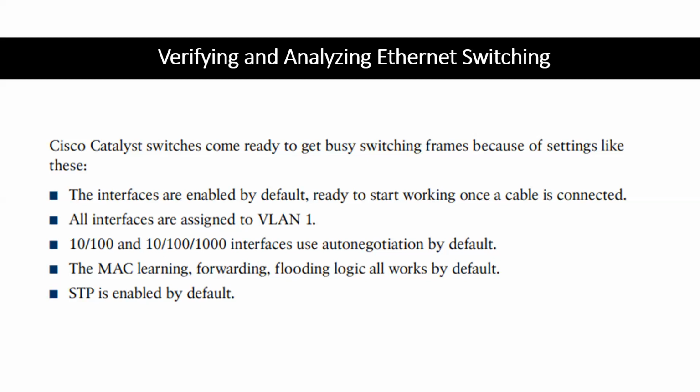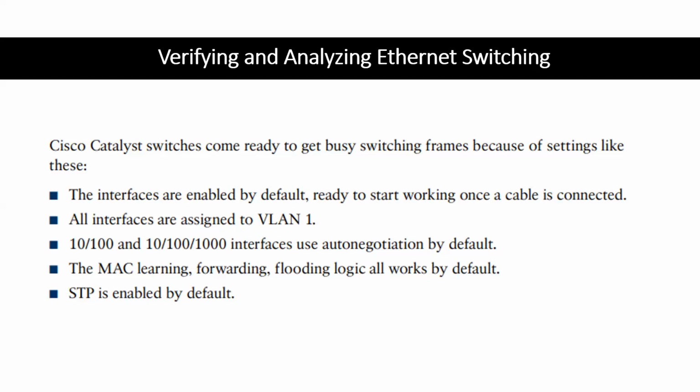This next one is an important one, and we'll talk about VLANs in the future. All interfaces are assigned to VLAN 1, or virtual local area network 1. We're going to talk about VLANs in the future and go in depth. But that's one important thing you need to know across the board, not just Cisco, but for each vendor.